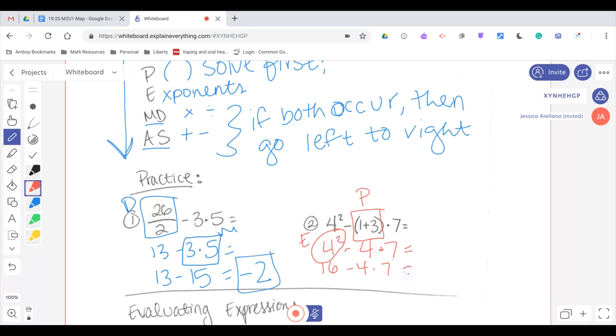Okay. And again, I have to do multiplication first. 4 times 7 is 28. So I'm going to have 16 minus 28. I'm going to end up with a negative number again. And that's going to be negative 12.